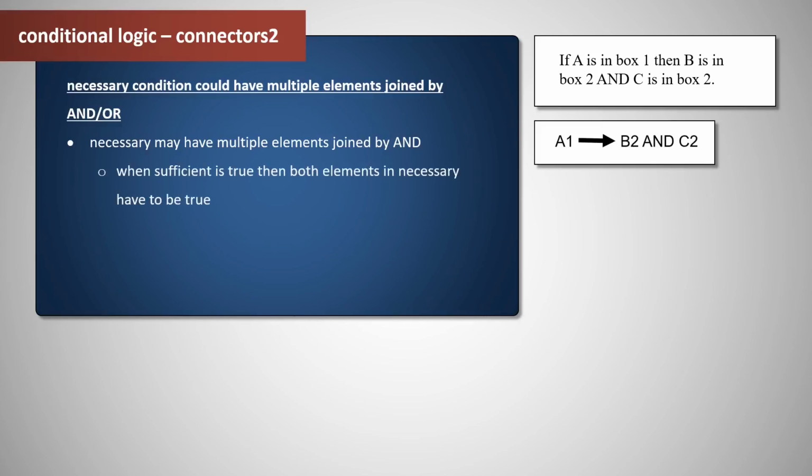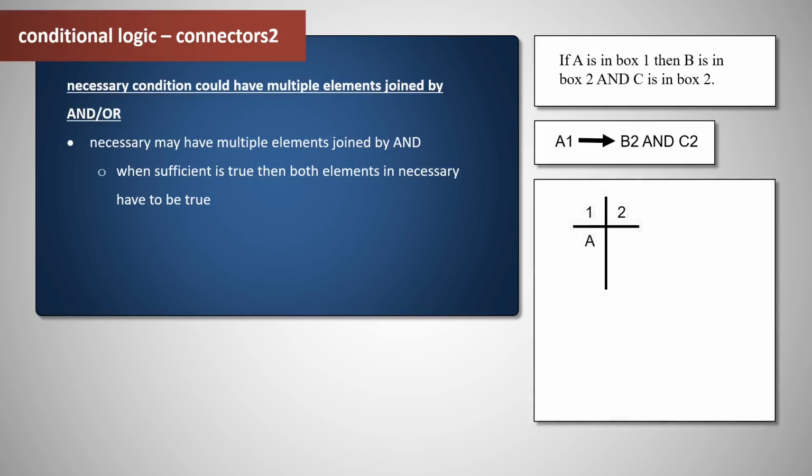And when the sufficient is true, then that tells you that both elements in the necessary have to be true. That's what it means when you've got and in the necessary. So if the sufficient is true, they're all going to be true. So if A is in 1, what do we know? We know that B and C are both in 2 because it tells us if A is in 1, B is in 2, and C is in 2.